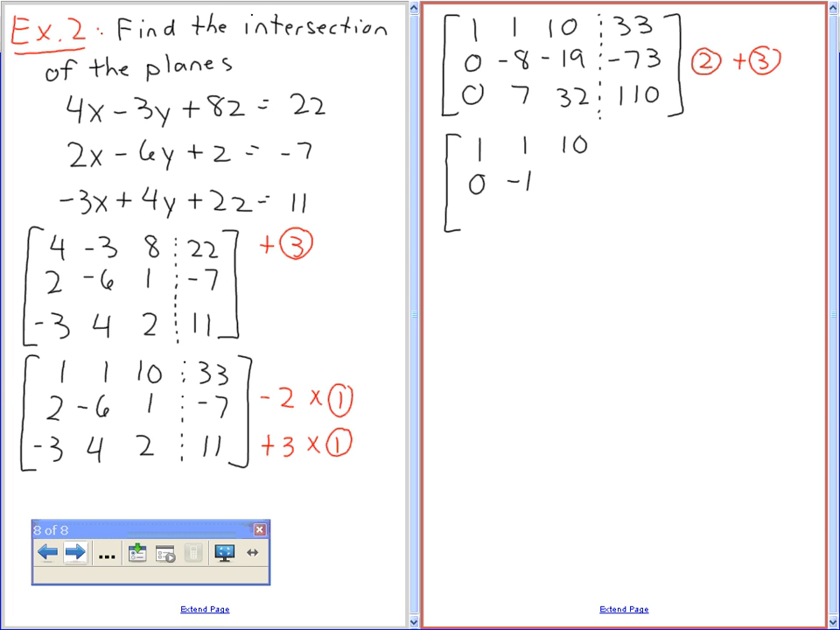Oh goodness, 13. It stays as 110. Oh boy. 37 and 33.